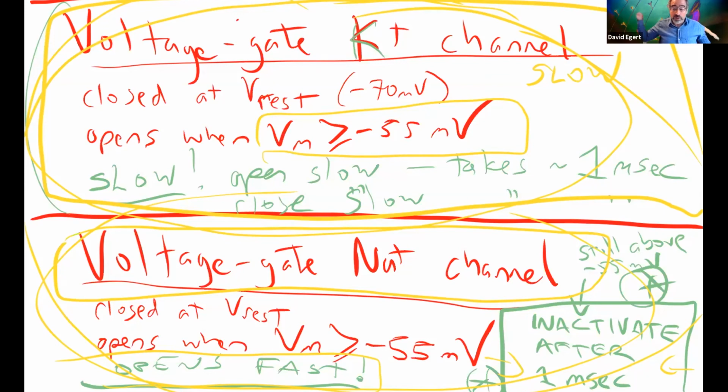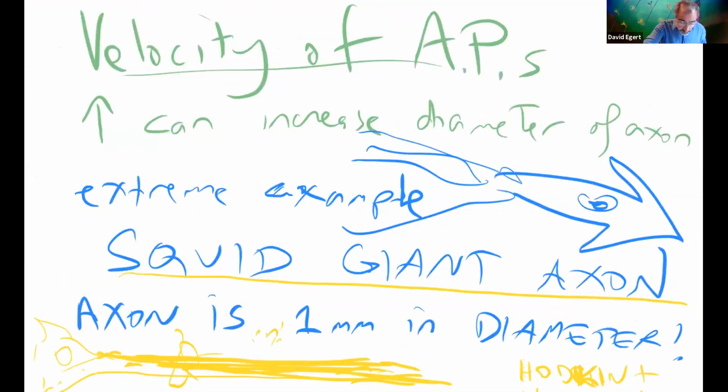Now you just click with a mouse and you have the model in your computer and it goes. Computers now are really freaking fast. But back then it took them months to actually validate their model. So one way to get faster action potentials is to use larger axons.